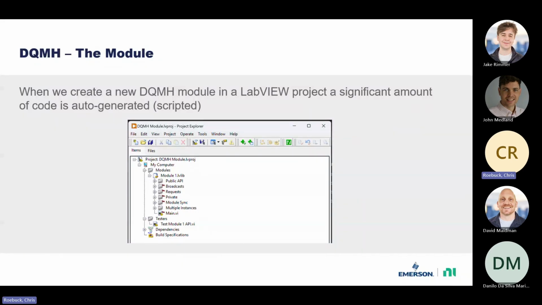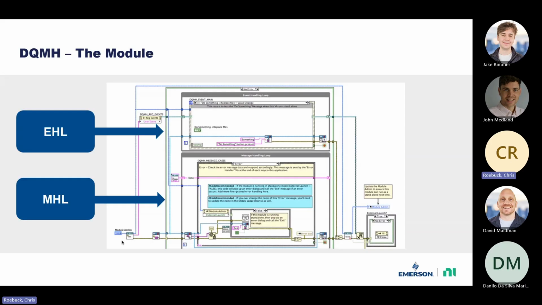So you can see that when I create a new module, DQMH auto-generates a significant amount of code for me in advance. There are tens, if not hundreds of VIs behind the scene that are scripted and generated. If I look inside, well, it looks almost identical to the NI QMH that I showed you earlier. We've got an event handling loop. We've got a message handling loop. There's nothing particularly scary about that. There's perhaps a little bit more documentation in there to explain to us what's going on, so that's super nice. But yeah, it kind of looks the same.